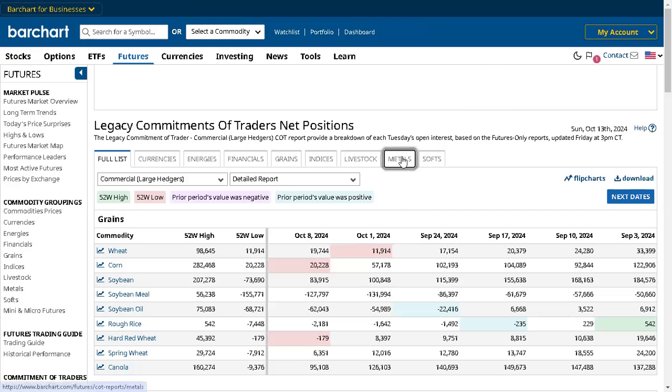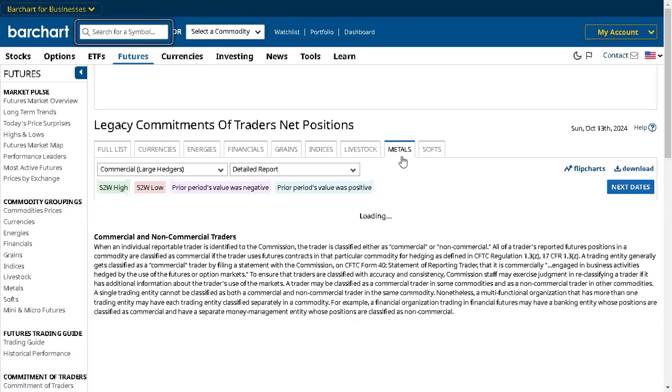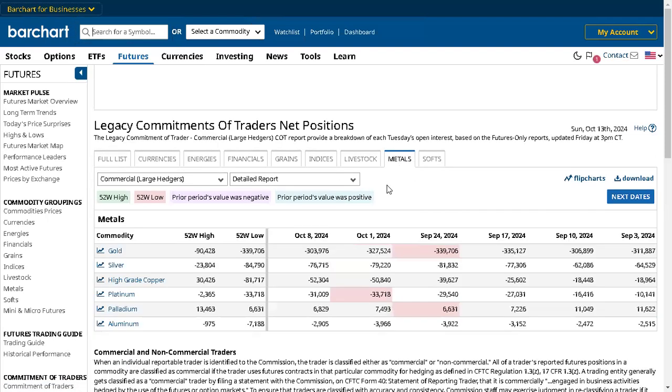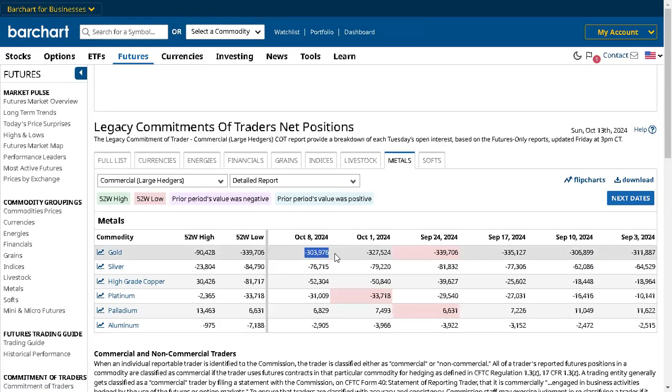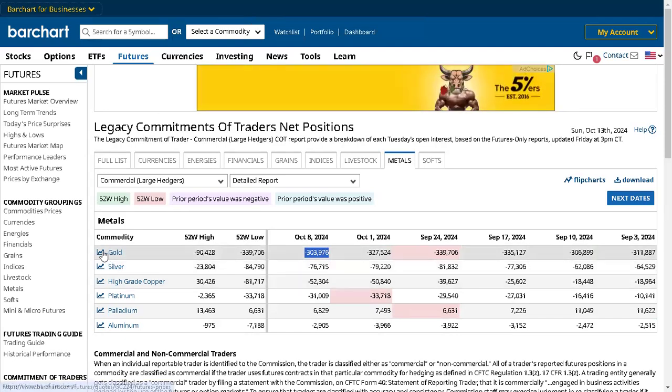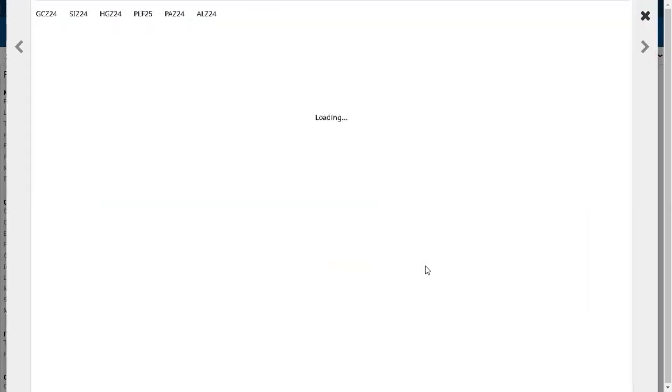Let's just click here on metal. Let's look at gold because it's a metal. If we look at the previous week, 1st of October, we had negative 327,524. This week we have negative 303,976. Gold is bullish. If you look from negative 327 to negative 303, if you know math very well, the negative numbers are reduced. This means that we have more buyers stepping in.